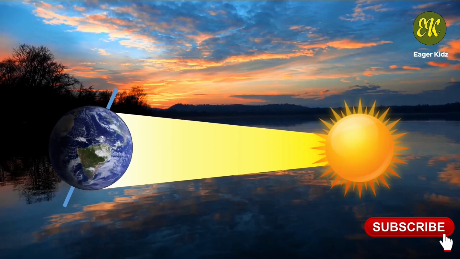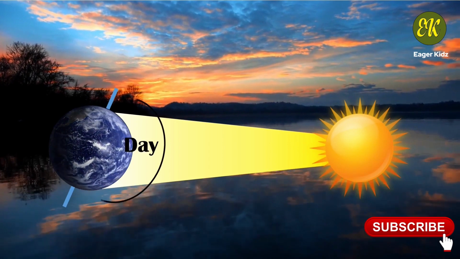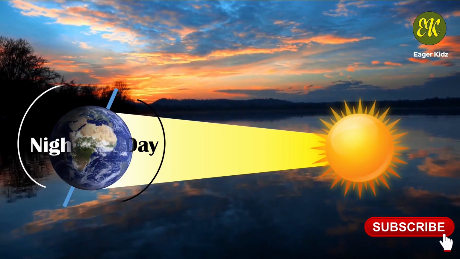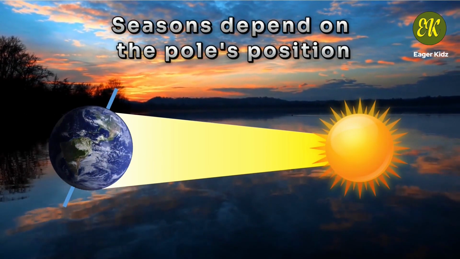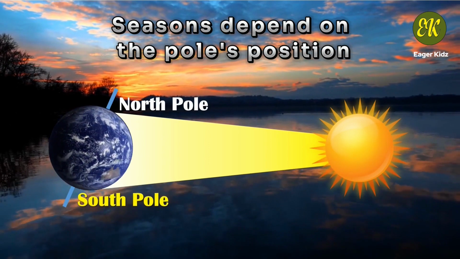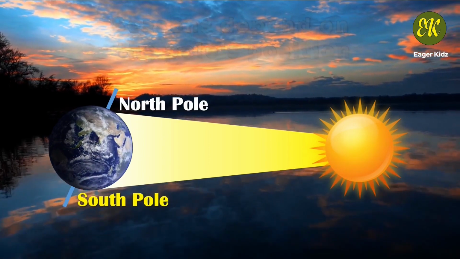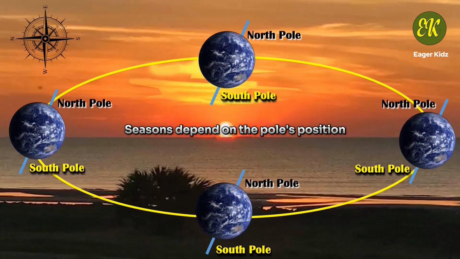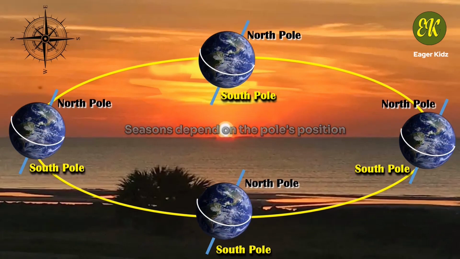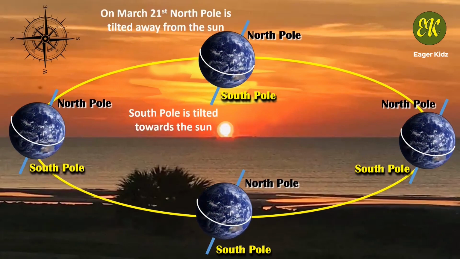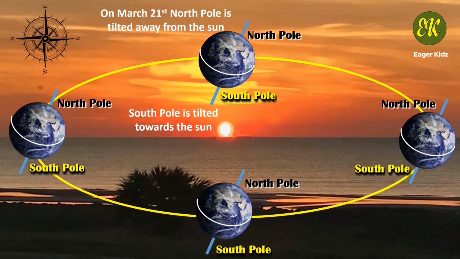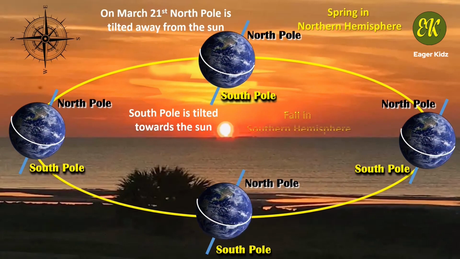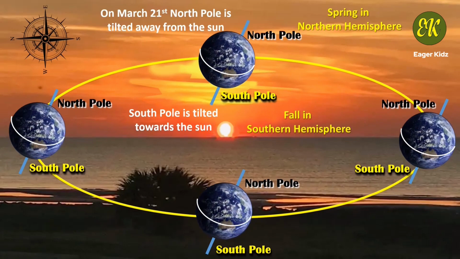We have seen that the half which receives sunlight directly during revolution experiences daytime and the shadow zone or the other side experiences nighttime. Likewise, seasons occur depending on the pole that is tilted towards the sun when rotating around the sun in its elliptical path. You have to make a note that the imaginary axis of the Earth is always in the same direction. On March 21st, North Pole is tilted away from the sun and South Pole is tilted towards the sun. So the Northern Hemisphere experiences spring season, whereas the Southern Hemisphere experiences fall season.